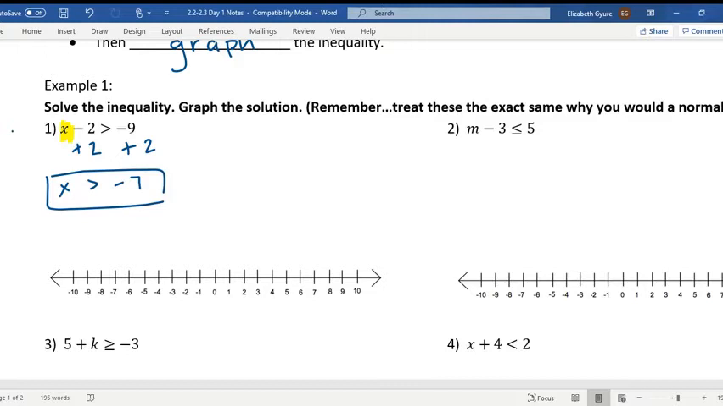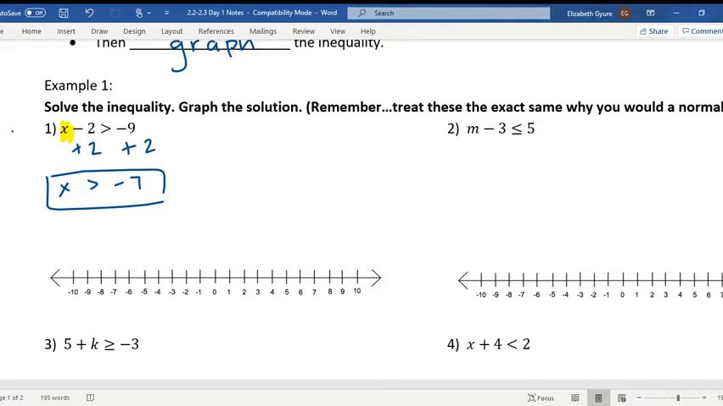But are we completely done with this problem? What else do we still have to do, Jaden? We got to graph it. Okay. So when you graph it, you need to decide what kind of circle you want and then what direction to shade it. So first, let's put our circle.